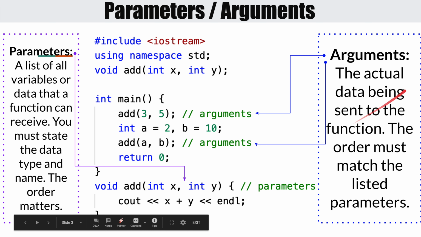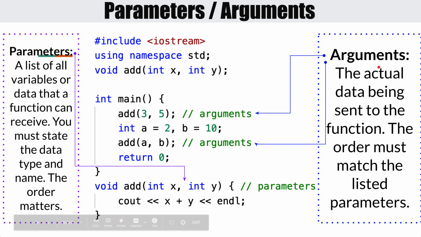Now, the other term here is arguments, the actual data being sent to the function. The order must match the listed parameters. So we have two examples of functions. Now, I did these examples a little differently. I did this one with just using the data, 3 and 5, and you can see it's separated by a comma. And then I did this one with variables to show you that we can put a lot of different stuff there. It's not just the raw data.